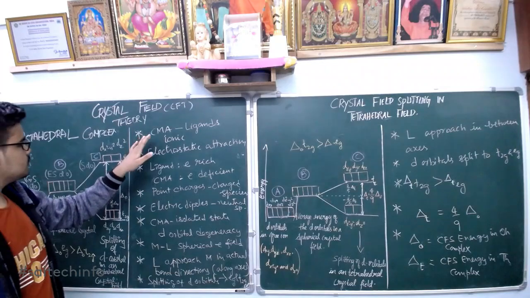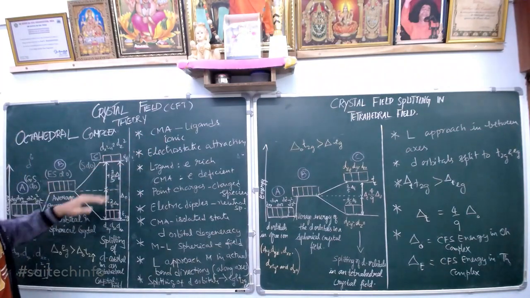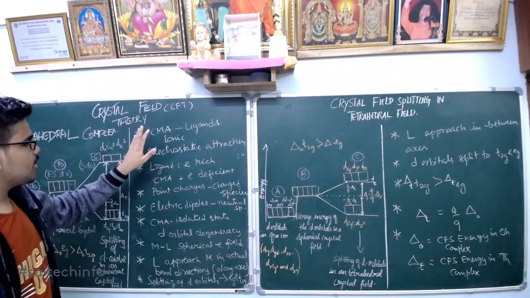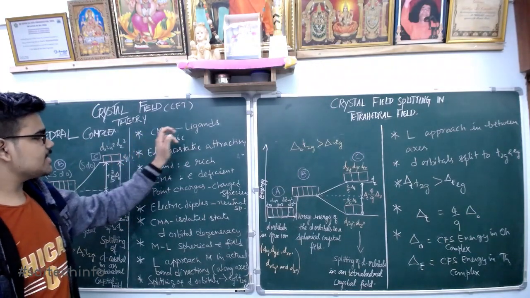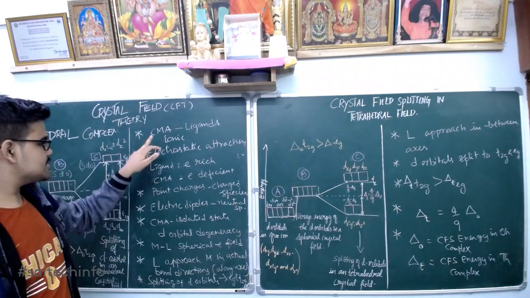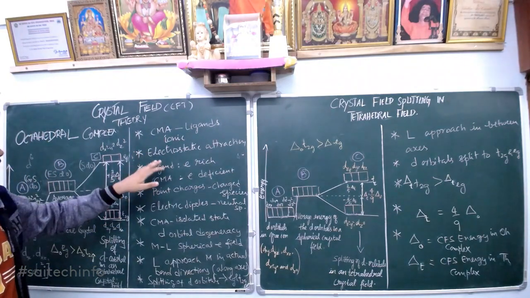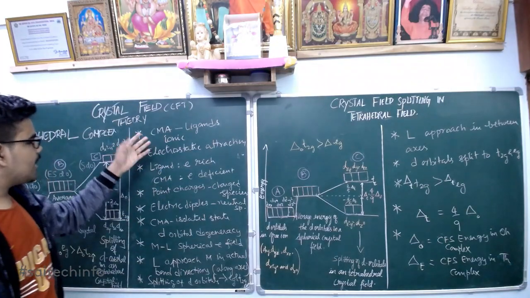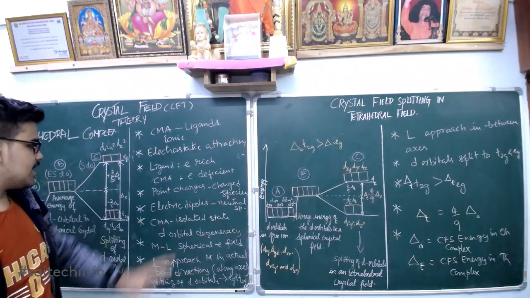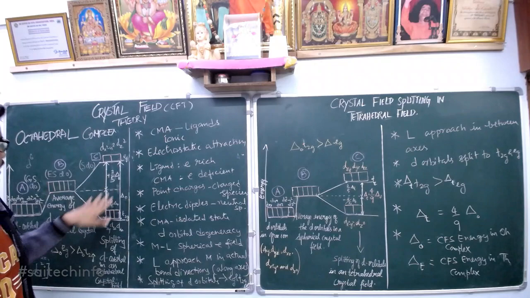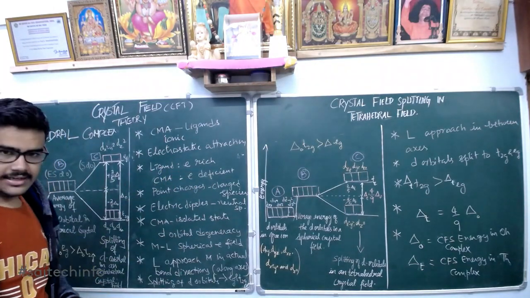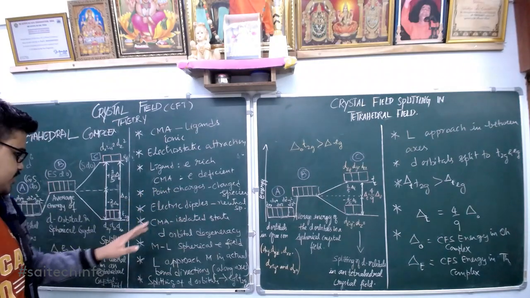The concept of crystal field theory is that it considers the bond between the CMA and the ligands in a complex to be purely ionic. What is CMA? A central metal atom in an octahedral complex. The attraction between them is electrostatic attraction. In an octahedral complex, the ligands are electron rich and the central metal atom is electron deficient.